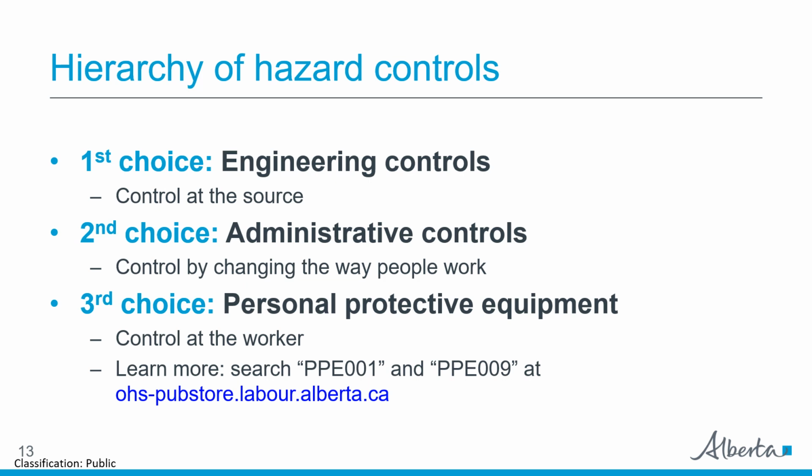If the hazard cannot be controlled with either engineering or administrative controls, personal protective equipment, or PPE, must be used. Examples of PPE include gloves, eye protection, face masks, and respirators. For an employer's guide to respiratory PPE, as well as information on selecting respirators and masks, visit Alberta's OHS resource portal at ohs-pubstore.labor.alberta.ca and search for publication IDs PPE001 and PPE009.